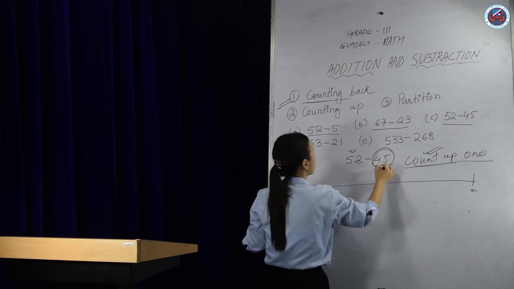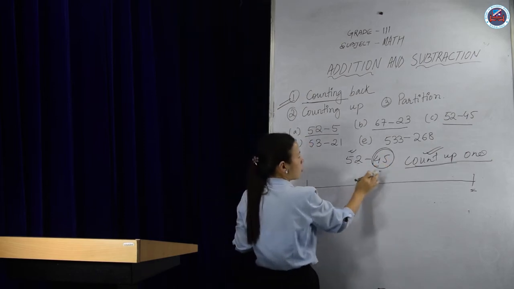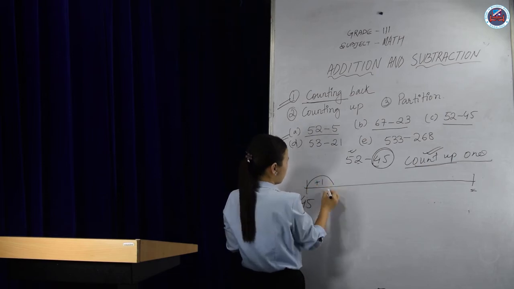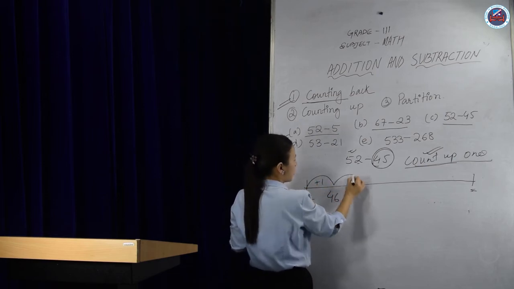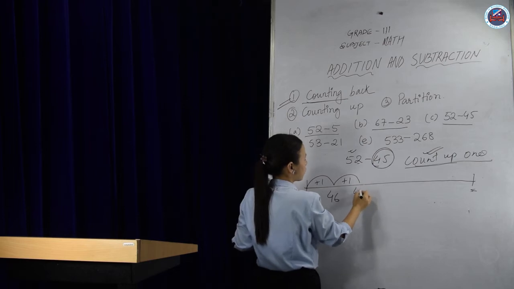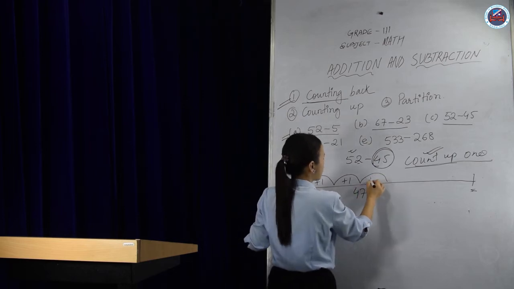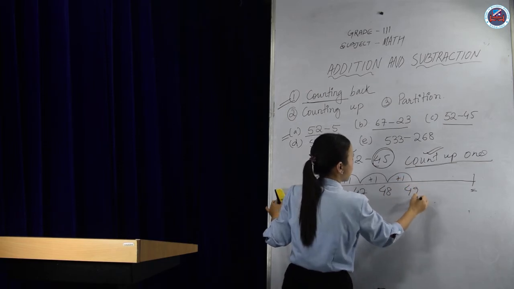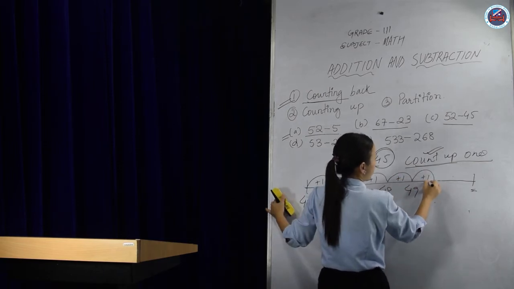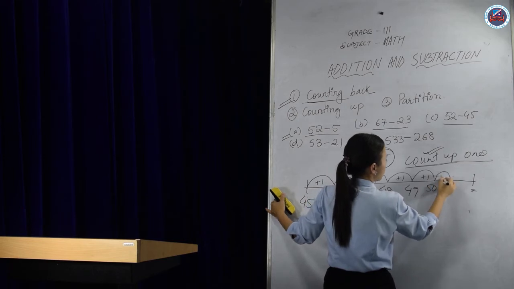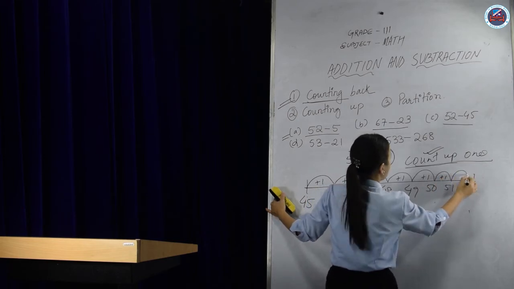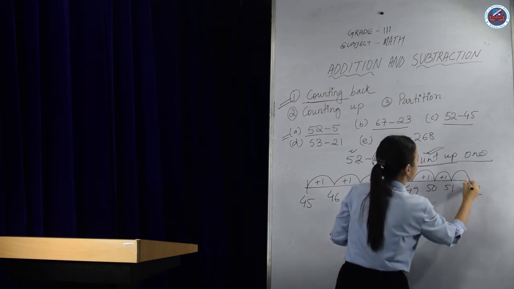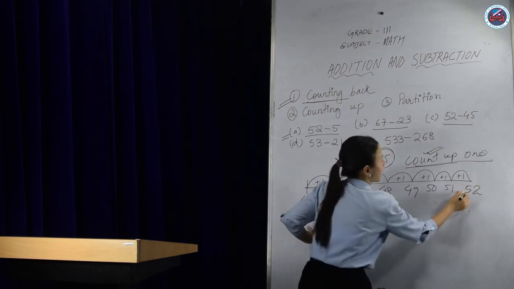That is, we'll count from 45 and then we'll keep on counting till we reach 52. So one count, that is 46. Another one count, we get 47. Another one count, that is 48. Another one more, 49. Another one more, we get 50. One more, 51. Another one more, we get 52. So we got finally 52.